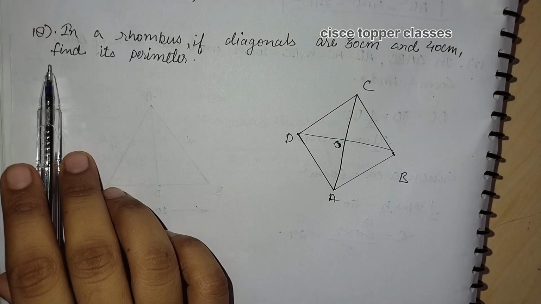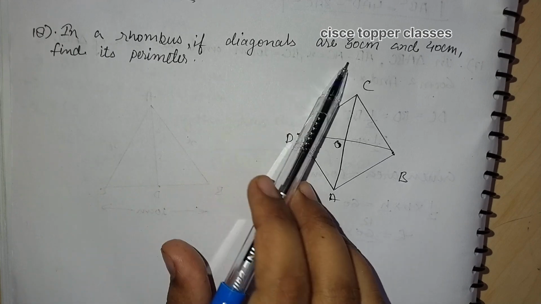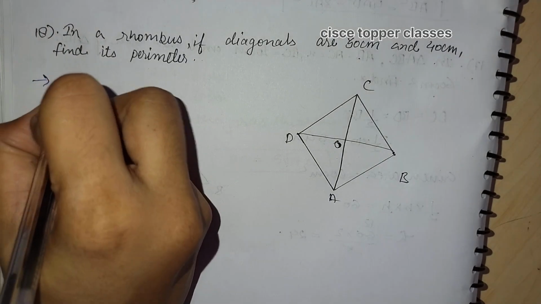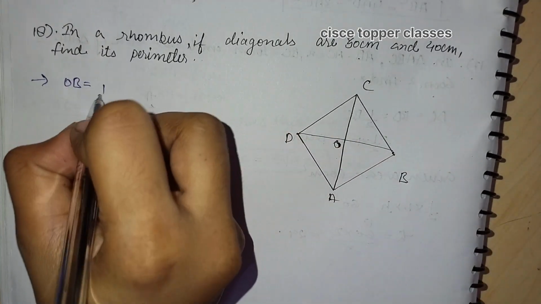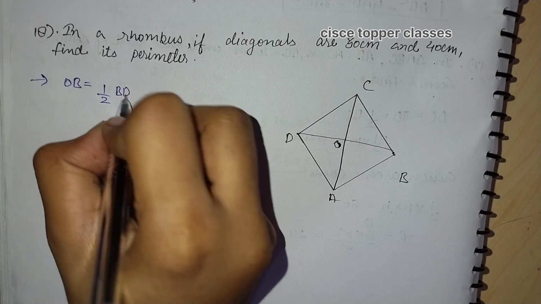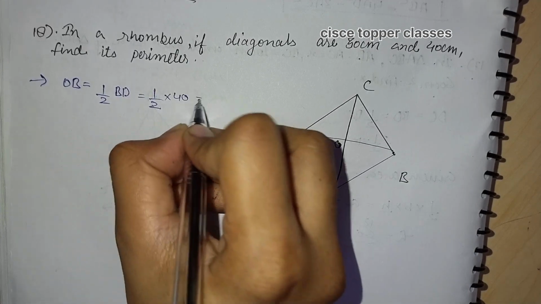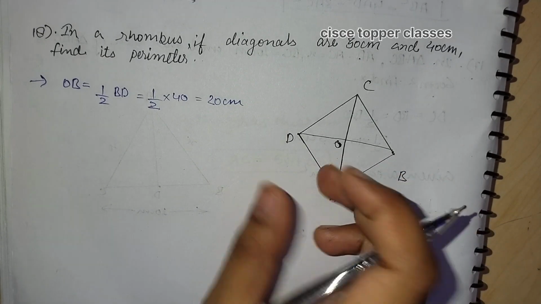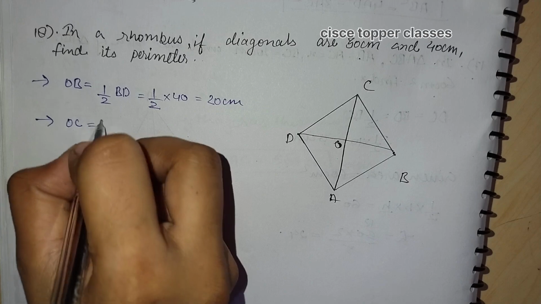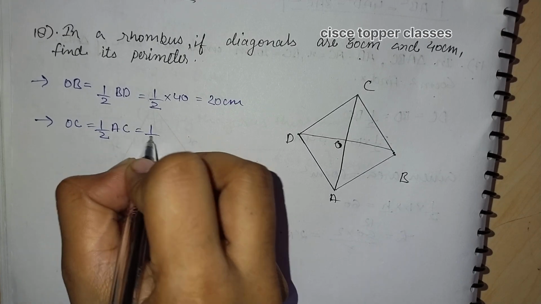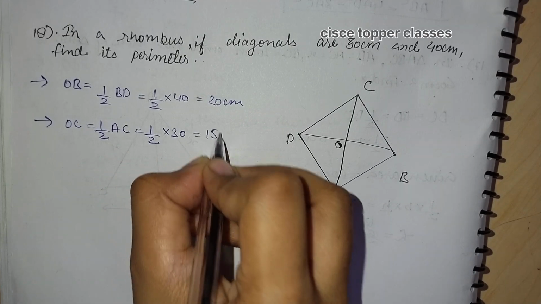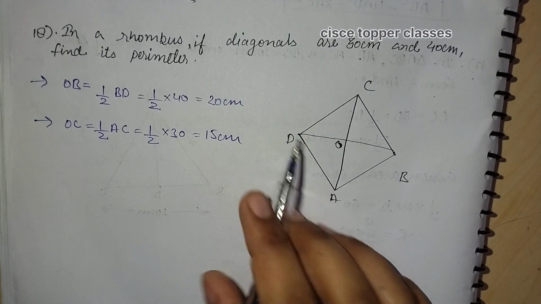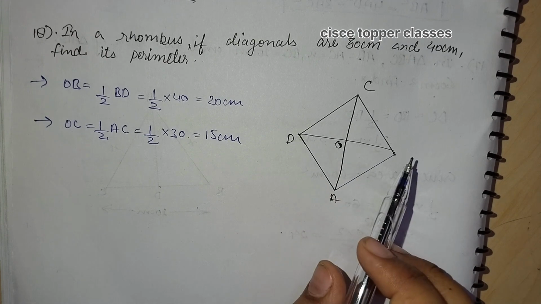Now let us solve 18th question here. In a rhombus, if diagonals are 30 centimeter and 40 centimeter, find its perimeter. So simply we can find the value of OB here. We have half of BD from here, which will be half of 40. So this will be 20 centimeter, as OB is equal to OD here, and again OC we can find as half of AC equal to half of 30 equal to 15 centimeter. Now we have to find its perimeter. As the rhombus sides are equal, we can simply find one side.